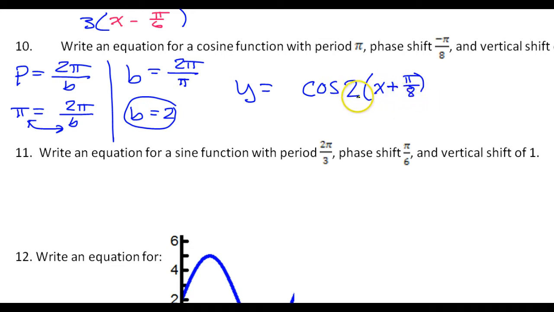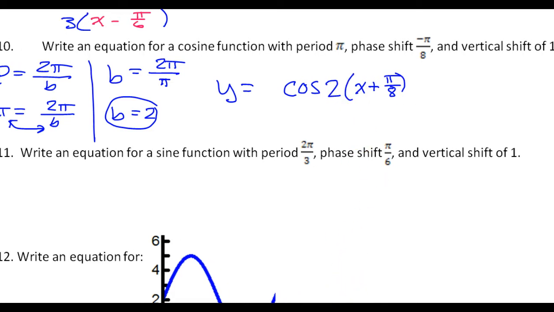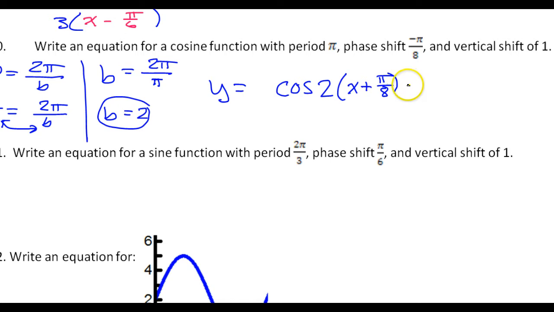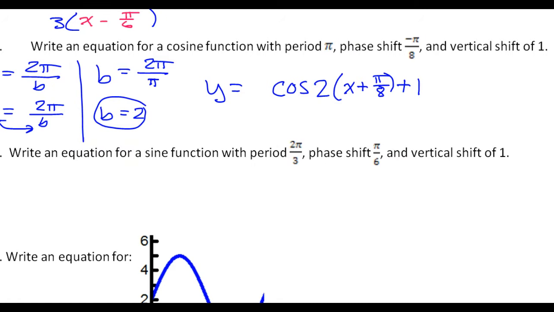When you have a phase shift, the b value has to be outside the parentheses for it to be the phase shift, and change the sign. So the period gave me this b value. The phase shift is here. Made sure it's outside parentheses. What else you got? Vertical shift of 1. They're talking about the midline. So that's going to be a plus 1 right there. So that fits all of their criteria.